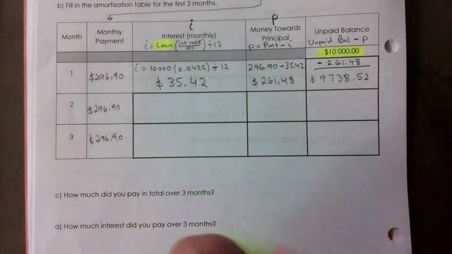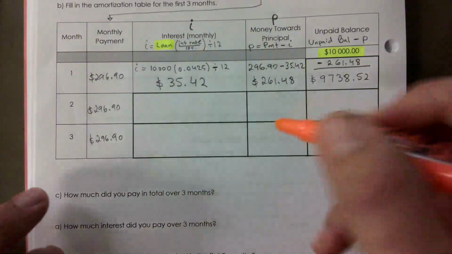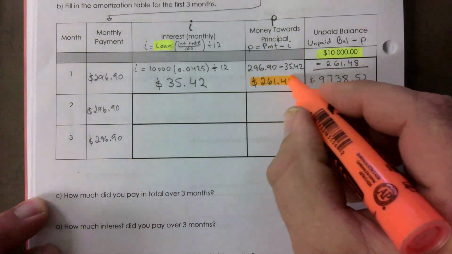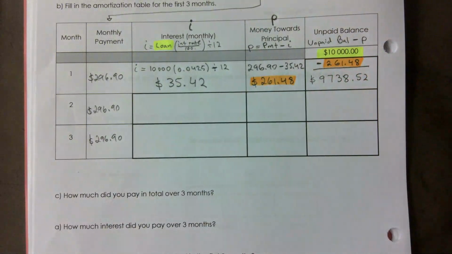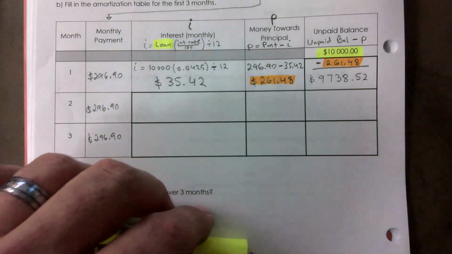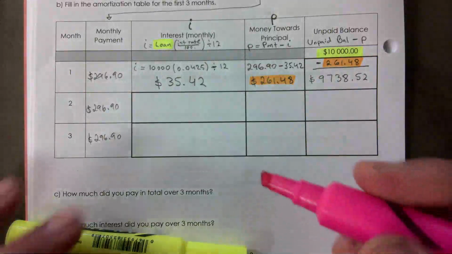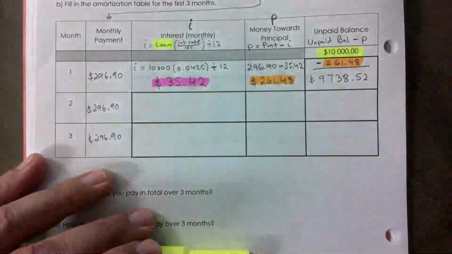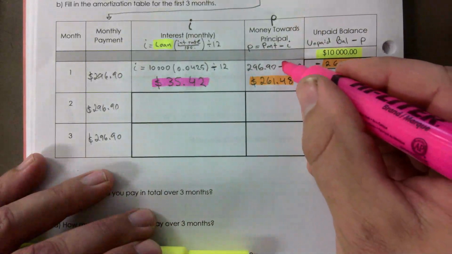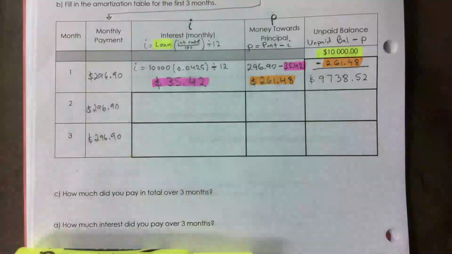after the first month, this number is what you end up subtracting there every single time. And once you figure out the interest, you take that away from your payment.